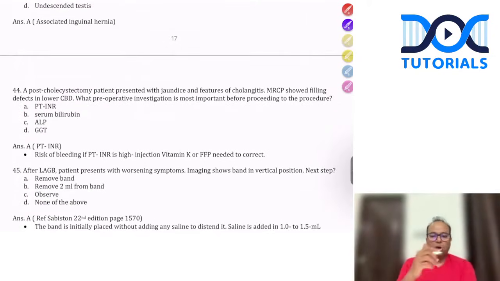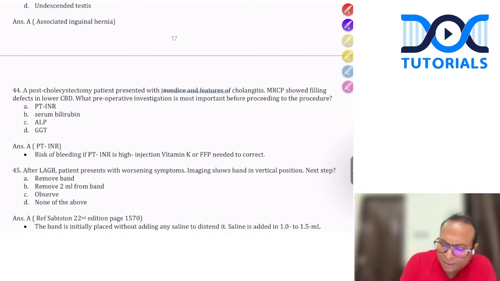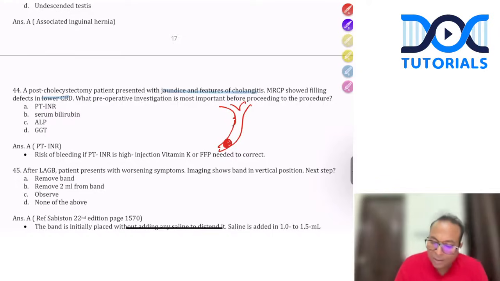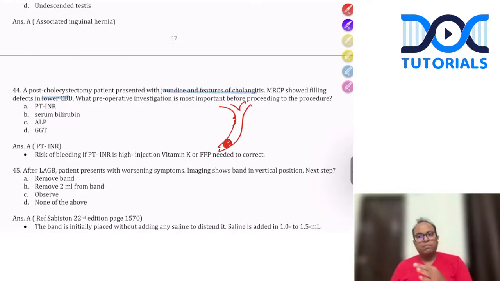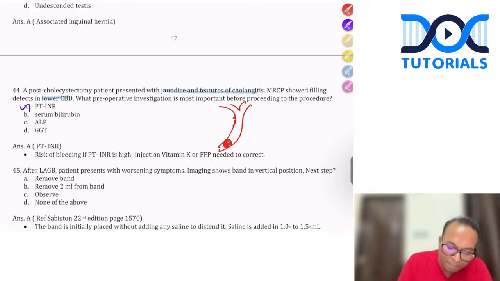Post-cholecystectomy patient presented with jaundice and features of cholangitis. MRCP shows filling defect in the lower CBD. So stone here. I am planning to do an ERCP. What preoperative investigation is most important before proceeding to this procedure? What is the most important test that should be done before proceeding? That is nothing but PT INR.